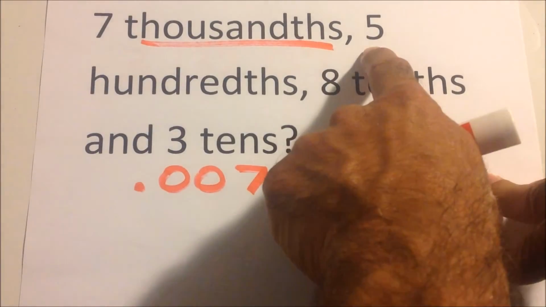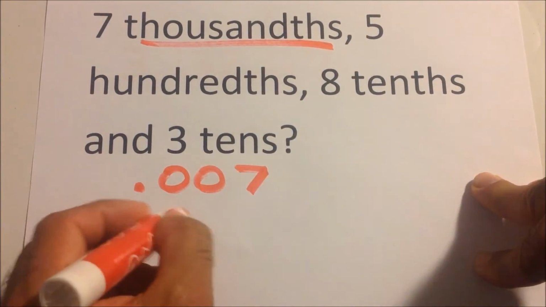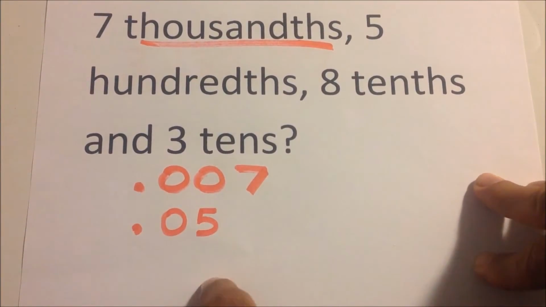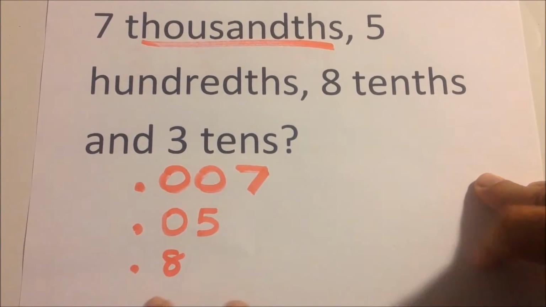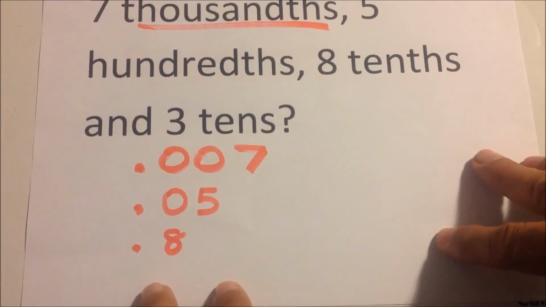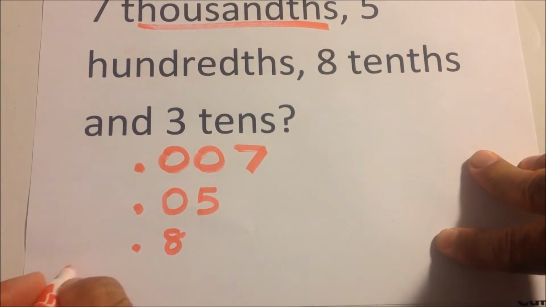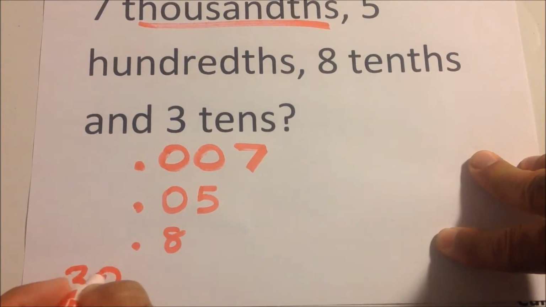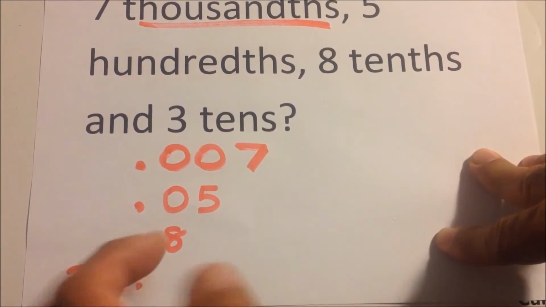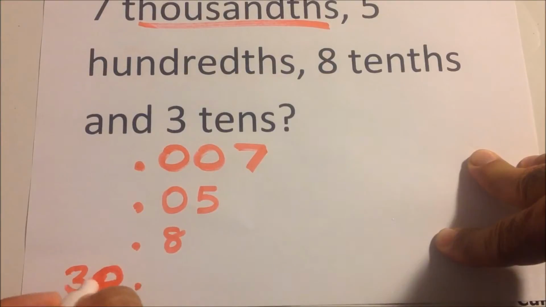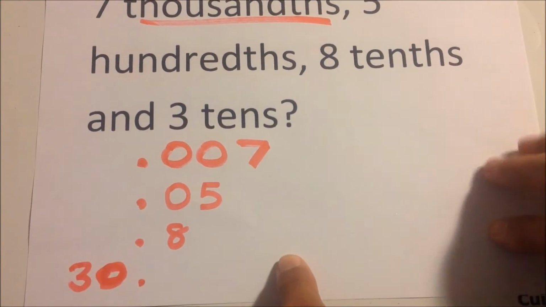Then it says 5 hundredths. That's 5 hundredths, right? 8 tenths. That's 8 tenths. And 3 tens. What's 3 tens? Right? There's 3 tens. It's a 30. Why is it a 30? Well, 3's in the tens. Looks like a D. Looks like 3D. No, 30.